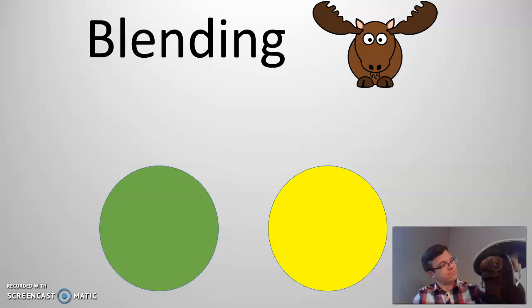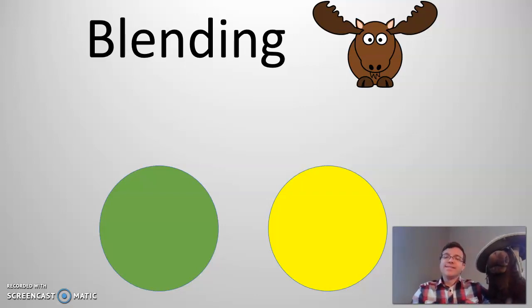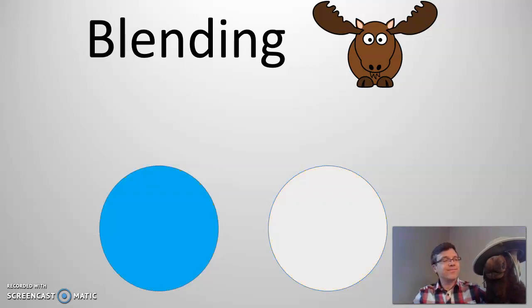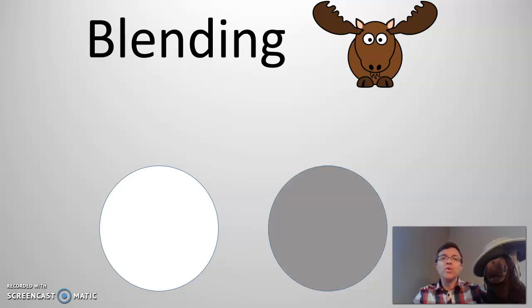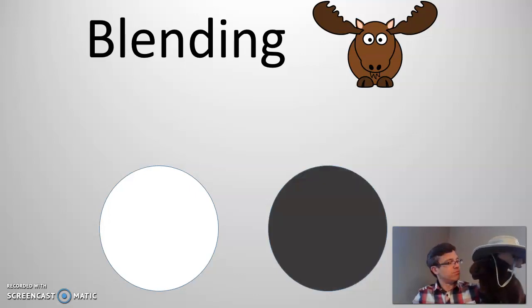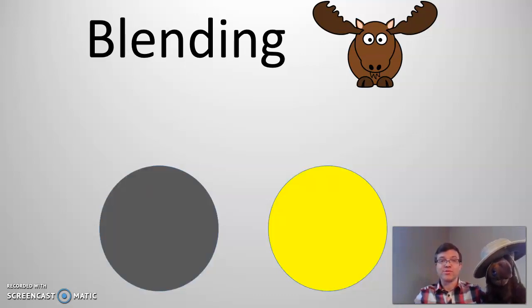I. Sigh. Yeah, like I sigh. Next one. E. Knee. Yeah, like my knee. Next one. Ooh. Moo. Like the sound a cow makes. Great job.